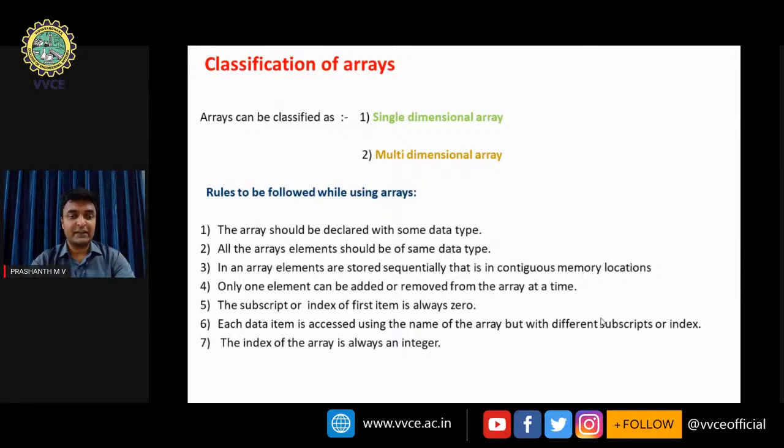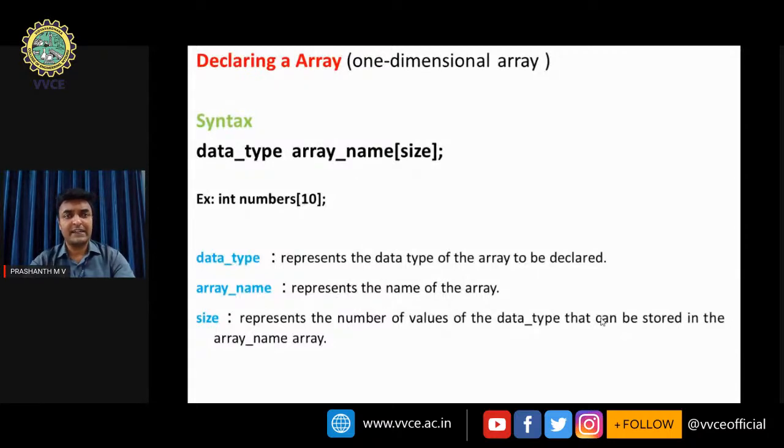The index of the array is always an integer. You can't give the subscript or the index value as 1.0 or 2.0 like that. It should always be an integer number, that is, a whole number: 1, 2, 3, like that. Clear? Then let's go for the declaration part.